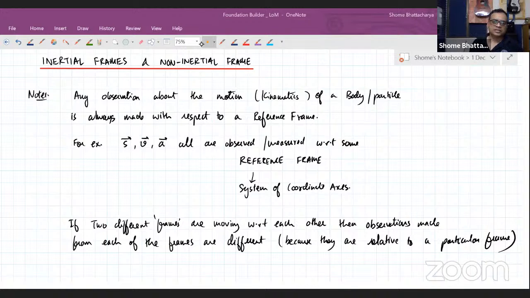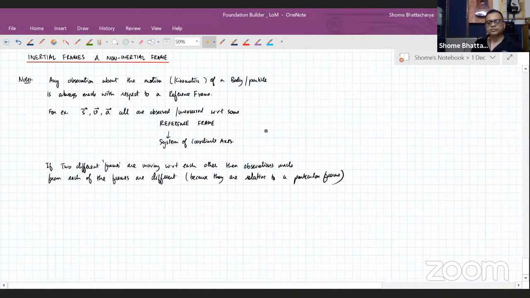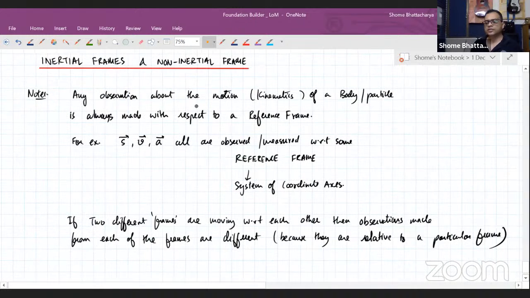Okay, so let us illustrate this point about reference frames with an example. Just finish writing this down first.